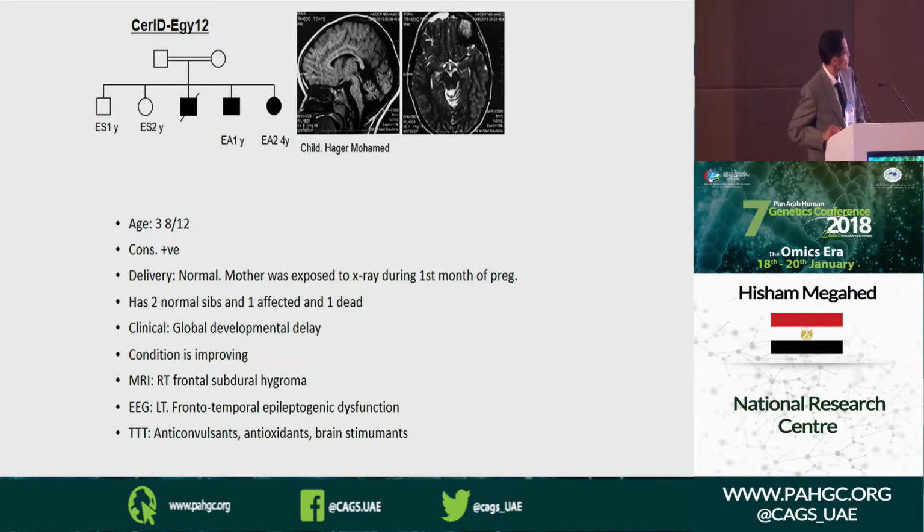This patient was 3 years and 8 months old when we collected the sample. By the time we finished, she was 4 years old. She again had global developmental delay. The MRI showed frontal subdural hygroma, and she had epilepsy. At the beginning, her condition was very severe.